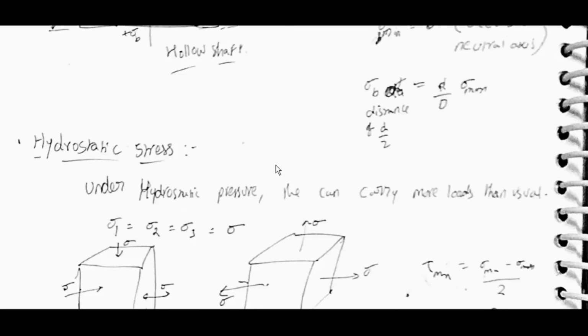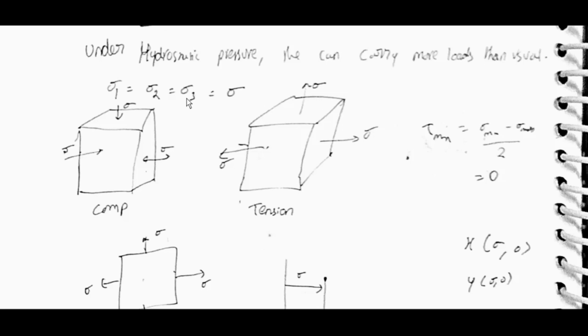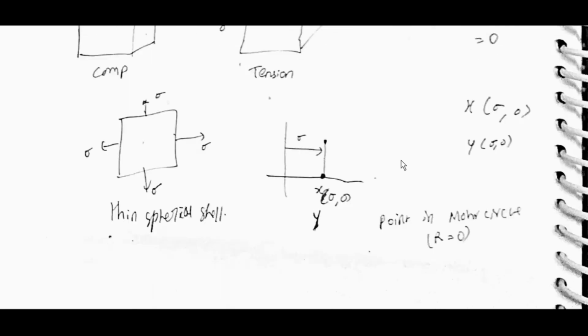Hydrostatic stress. Under hydrostatic pressure, materials can carry more load than usual. Sigma 1 is equal to sigma 2 is equal to sigma, compressive or tensile. Tau max is equal to (sigma max minus sigma min) by 2, which is equal to 0. For a thin spherical shell, the point on the Mohr circle has R equal to 0: x (sigma, 0), y (sigma, 0).